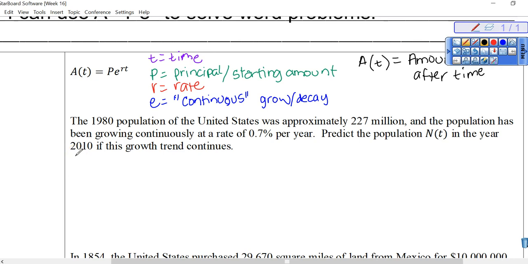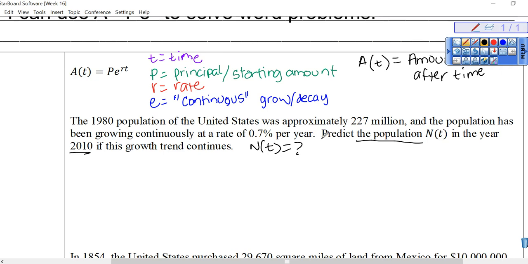Math hasn't changed. Okay, so what are we supposed to find? What are we looking for? The N of T, which represents the population in 2010. So yeah, we're looking for the N of T, but 2010 is how many years? So we'll have to look at that. So we are definitely looking for the N of T. That's what we want to know. So we're going to do math in regards to that.